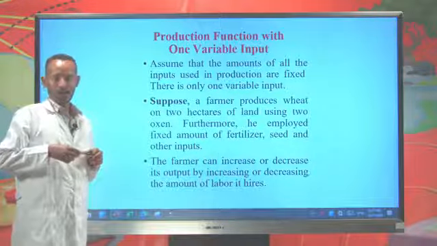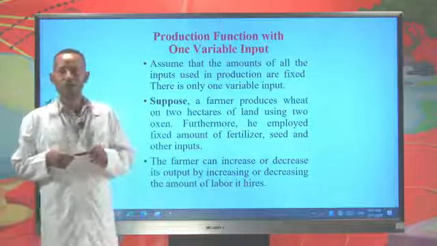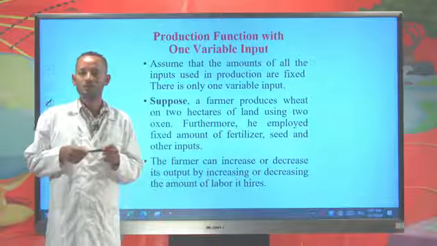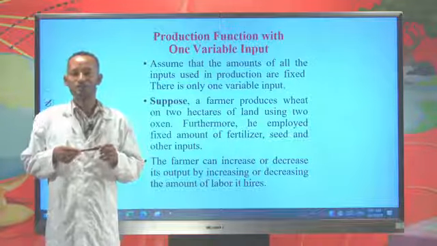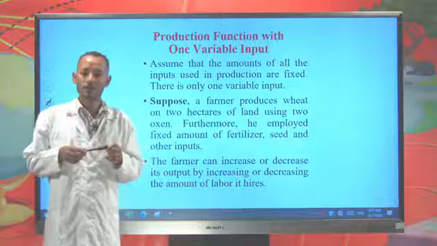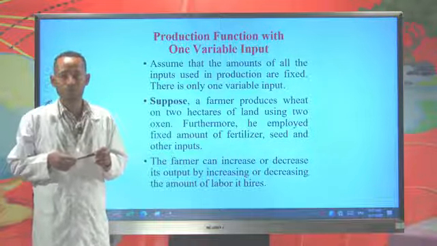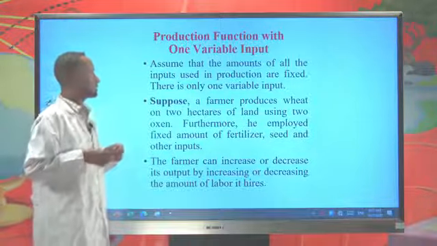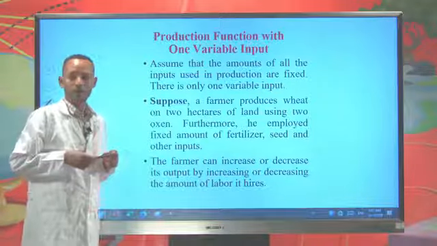Now, under the theory of production, we are going to see different production functions: production function with one variable input, production function with two variable inputs, and returns to scale. Let's start with the production function with one variable input.